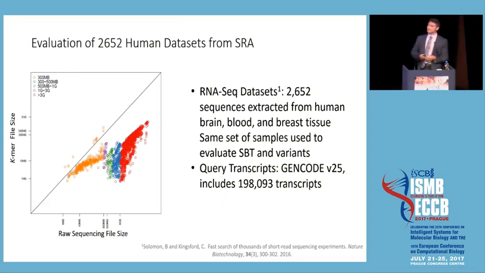Now, we tested SeqOthello on the same data set that was used in the sequence bloom tree, split sequence bloom tree, and SBT Awesome papers. This is a sampling of the SRA using 2,600 samples taken from human brain, blood, and breast tissue. And our query transcripts were taken from GenCode v25. Maybe one thing that's interesting to note is, even while the size of the raw sequencing files grow extremely large, up to 10 gigabytes, the number of unique k-mers is actually capped right here.